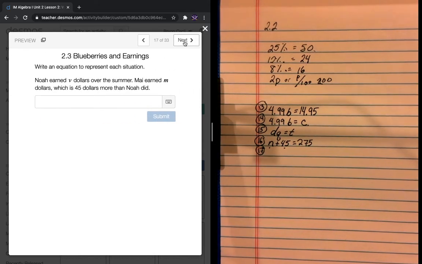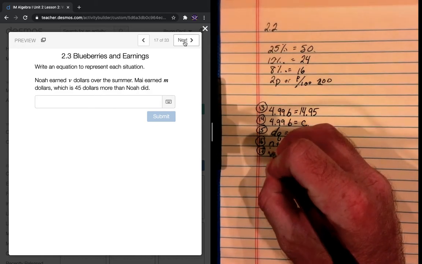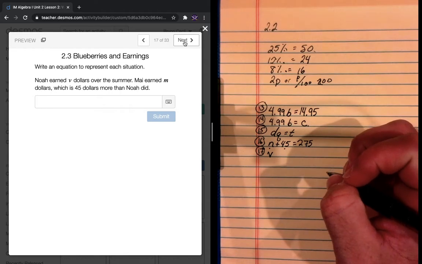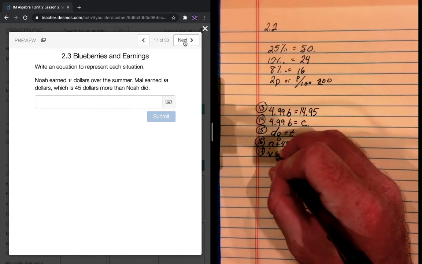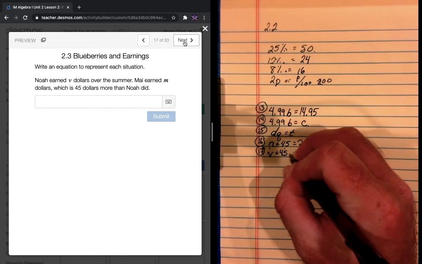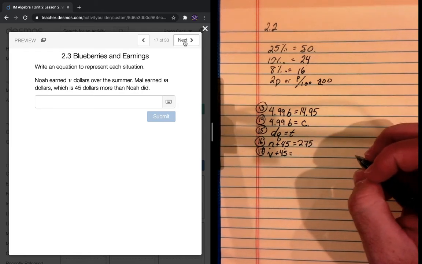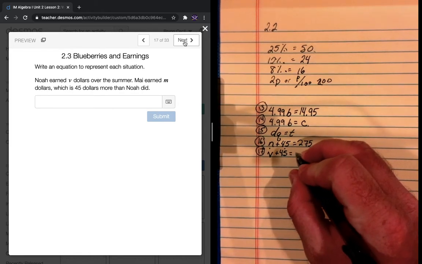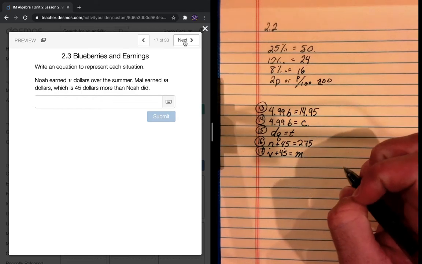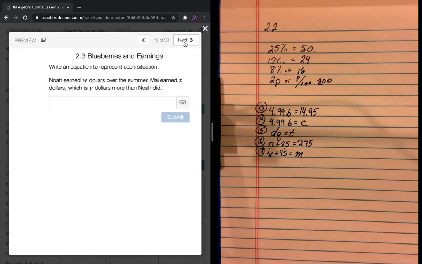Now we know that Noah earned V dollars over the summer. Maya earned $45, which is $45 more than Noah did. So we don't know what Noah earned, right? He's our V. But we still know that she earned $45 more. So more than, we'd add a 45, and she earned M dollars. So there's our equation there.